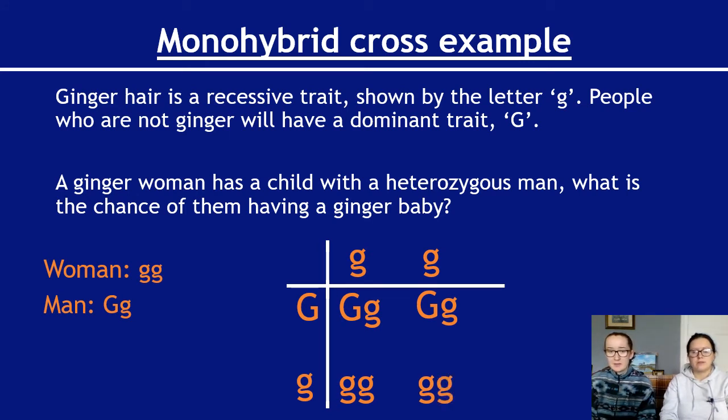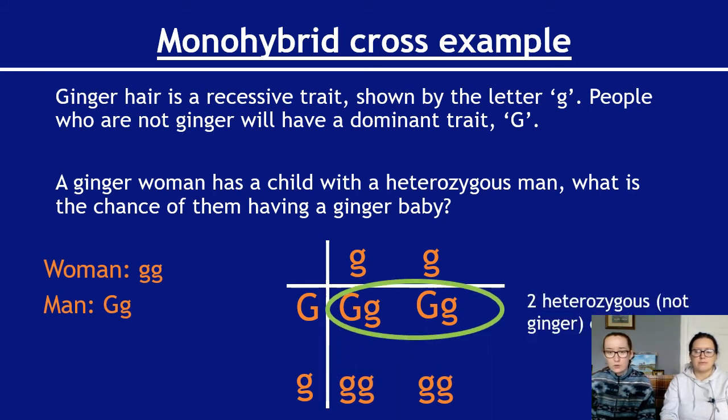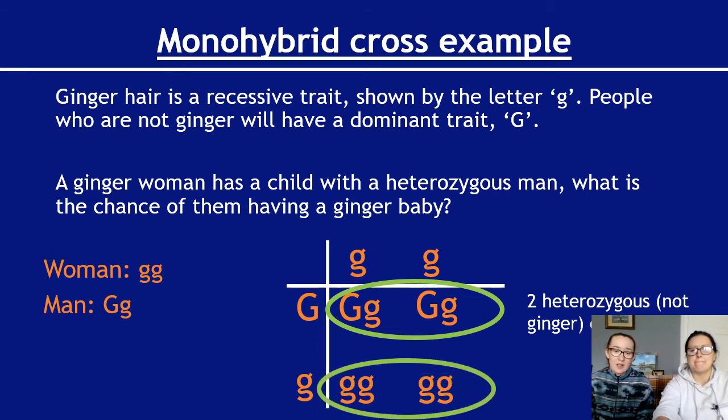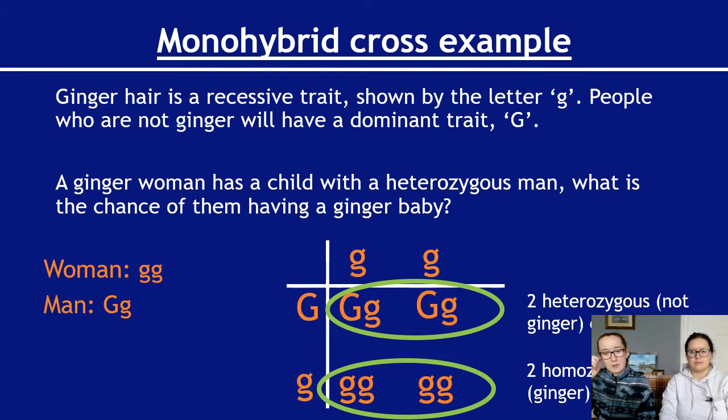If we think about the chances of them having a baby that is ginger, we have two chances of it being heterozygous, so not ginger, and two chances of it being homozygous, so ginger. So it's a 50-50 chance. It's 2 to 2, which you could simplify down to 1 to 1, which is a 50% chance of the child being ginger, but also a 50% chance of the child not being ginger.